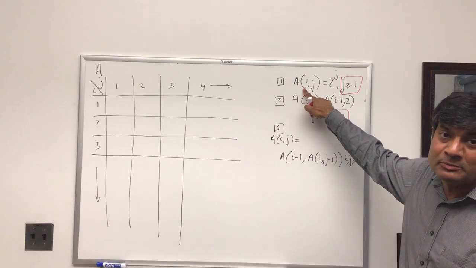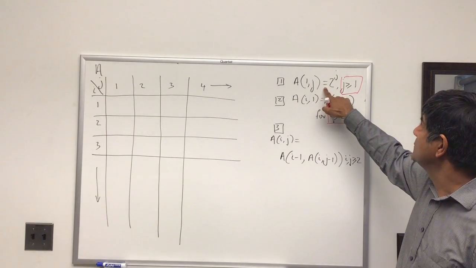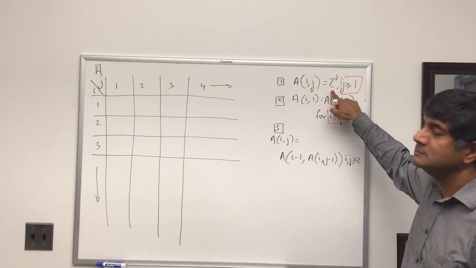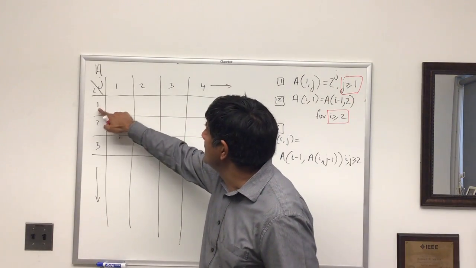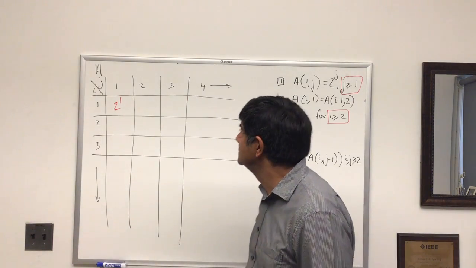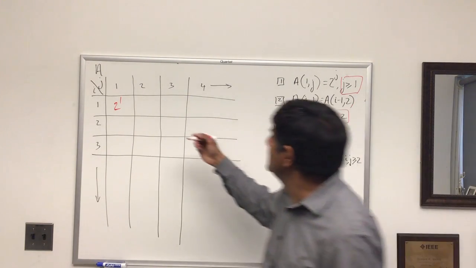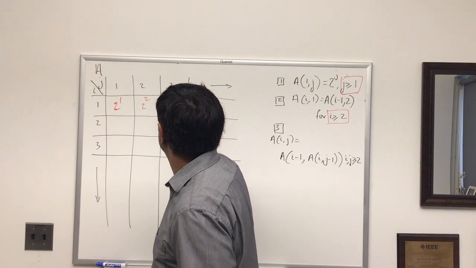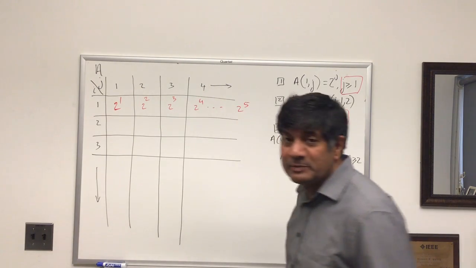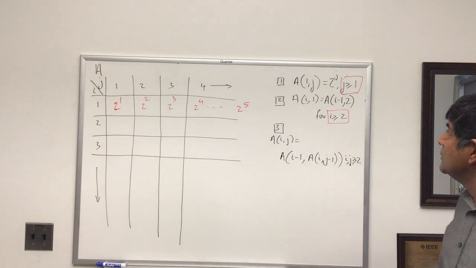Okay, so dealing with the first row seems to be the thing we should do first. And if I look at this equation, all it's really saying is that A1j is simply 2 to the power j. Okay? So A11 would simply be 2 to the power 1. Right? And A12, like when j is 2, would be 2 squared, and 2 cubed, and 2 to the fourth. And so really all this is a simple exponential on the first row.